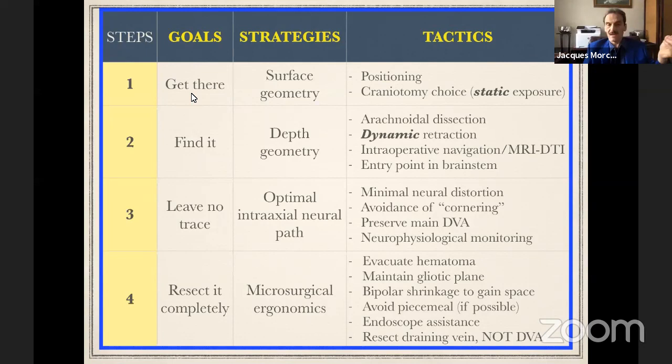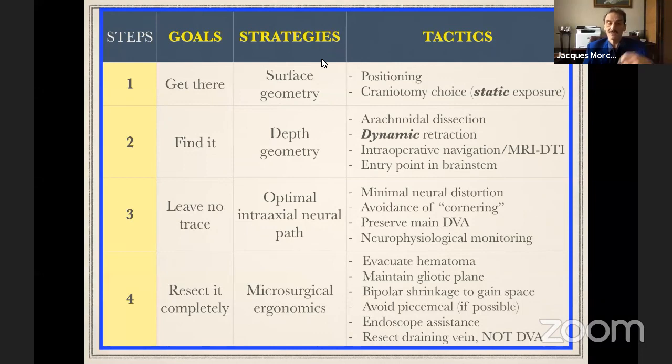So how do you get there? How do you find the cavernoma? You want to leave no trace after you've removed it, and you want to remove it completely. Those are your four goals. Because of that, you will have four strategies.